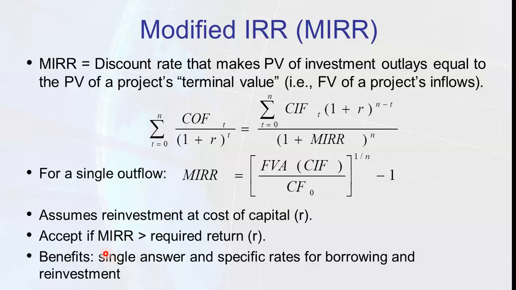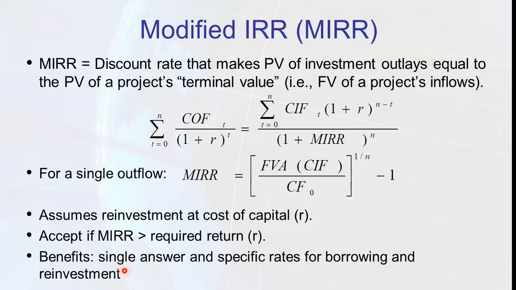Okay, so the basic assumption of modified internal rate of return is that it assumes reinvestment at cost of capital, and again, accept it if MIRR is greater than the required rate of return. The main benefit is a single answer and specific rates for borrowing and reinvestment.